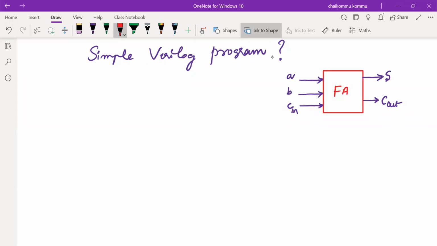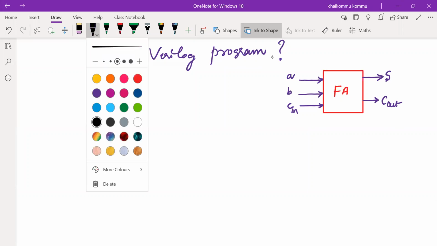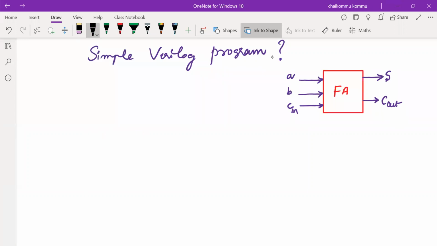Now please remember, if you want to write a Verilog program, first you should know that this FA, this black box, we are treating as a module. All small letters only we have to use. Please remember that this black box, from Verilog's point of view, we are treating as a module, M-O-D-U-L-E, module. Now, what is the name of this module that we have to write? We have given FA. FA is the name of the module. FA I have to give.